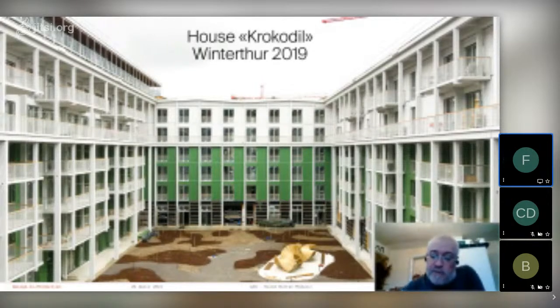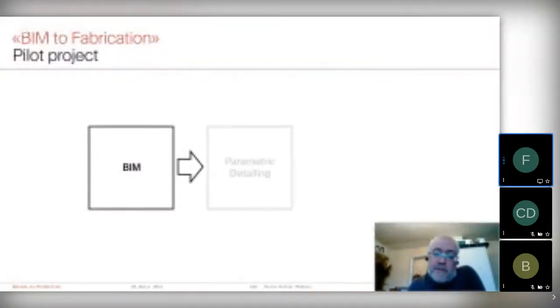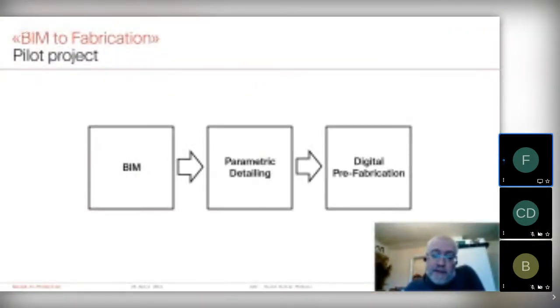And we thought, since we've done it a couple of times on the curvy side of things, we could use a BIM model that was done by the architects and the engineers in the planning stage. We could take that over on behalf of the timber contractor, which was Implenia Holzbau, pull off our magic of parametric detailing, and then hand over fabrication data to digital prefabrication at Implenia.